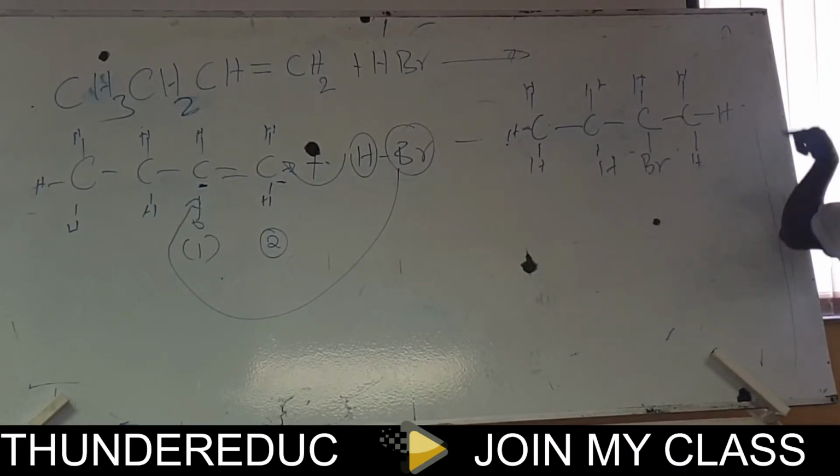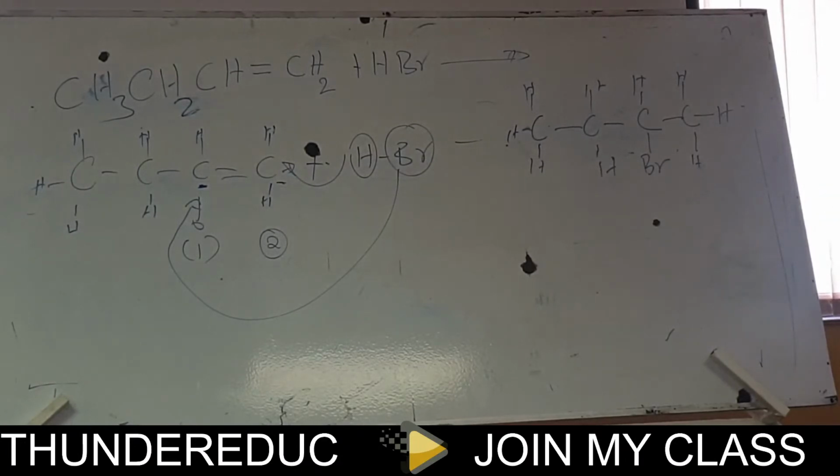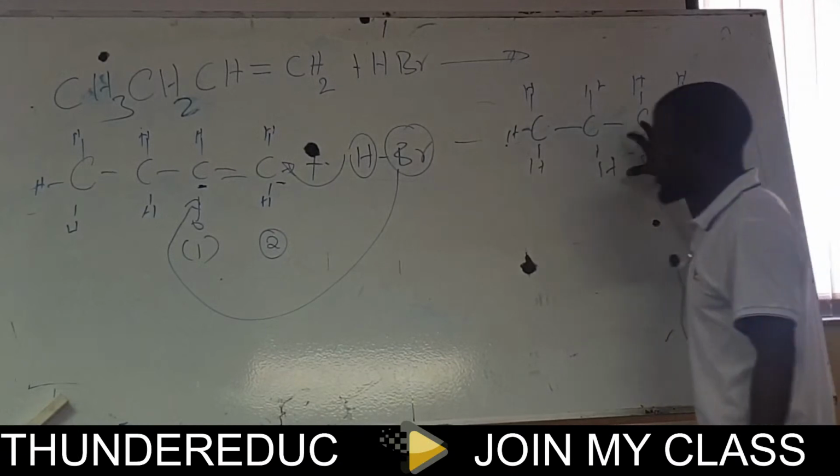Therefore, we are looking for the major product, unless the question asks for a minor product, which is very rare. But if you are looking for a major product, even if they don't tell you whether it's a major or a minor product, you have to use the Markovnikov rule so that you get this right.